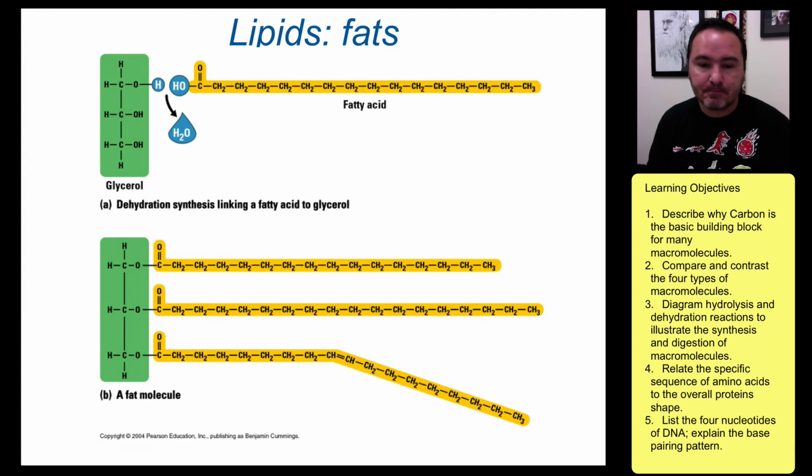The second kind of macromolecules we'll talk about are lipids, or fats. And basically, to have a fat molecule, you take a glycerol molecule, you add a fatty acid chain over here, and again through the process of dehydration synthesis, you now have 3 fatty acids connected to a glycerol.